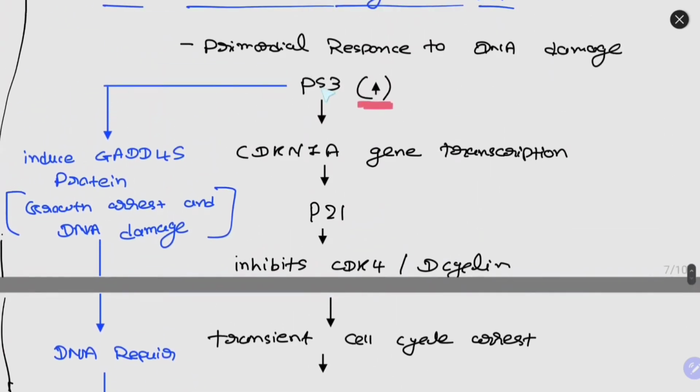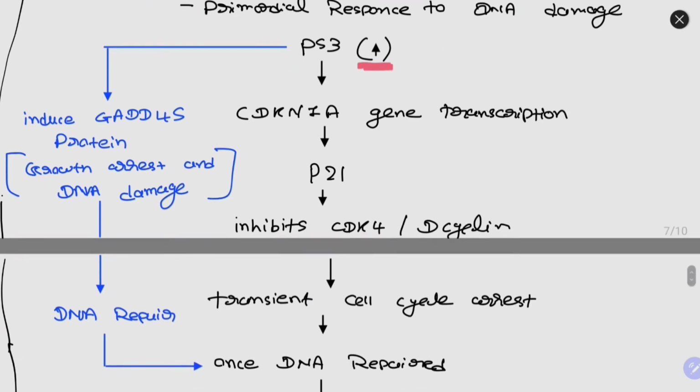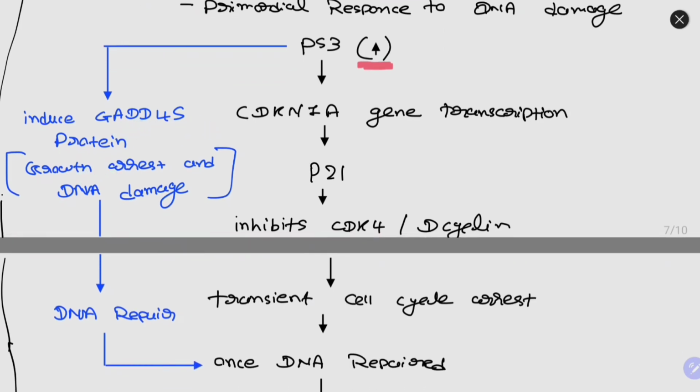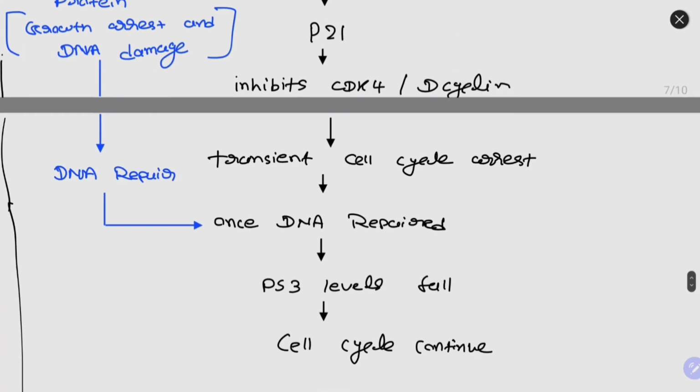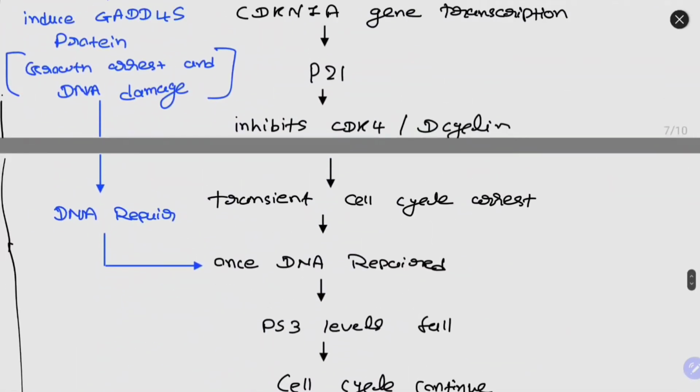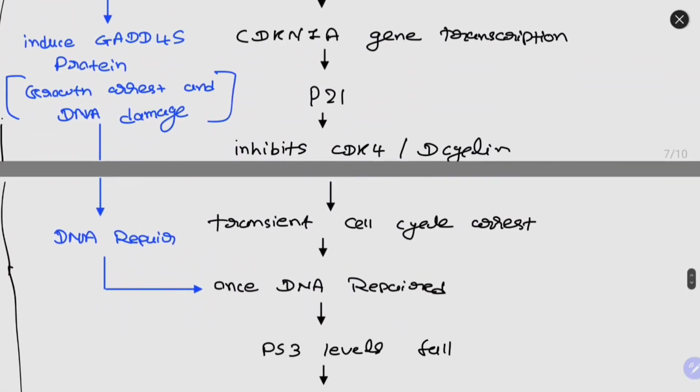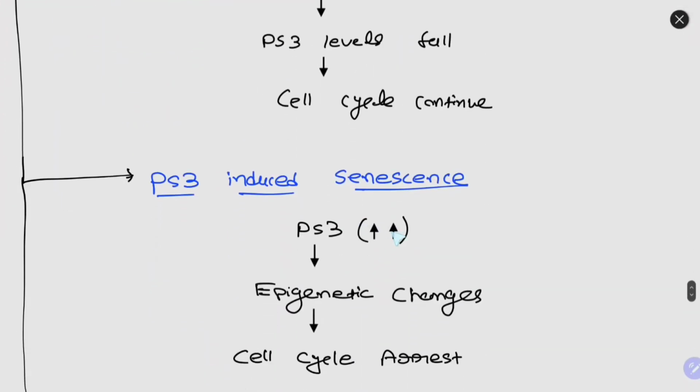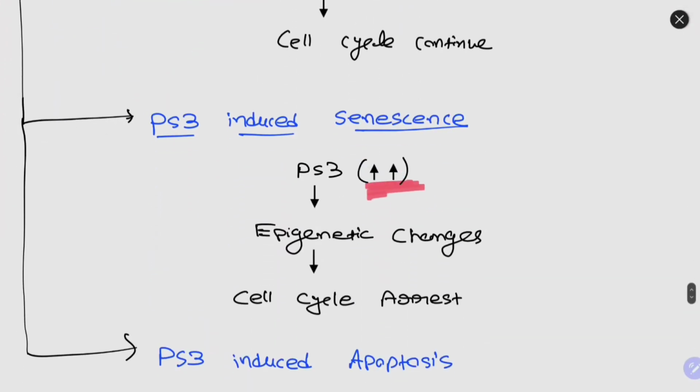The other thing is that as P53 is activating the CDKN1A gene, it also induces GADD45 protein. What does GADD stand for? Growth arrest and DNA damage, and this protein causes DNA repair. Yes guys. The other thing, what if we can't repair this DNA, what would happen? So P53 will increase more, an intermediate rise in the P53 concentration in the cell. This P53 will cause epigenetic changes, due to which permanent cell cycle arrest will occur. So the cell would not be able to proliferate anymore.